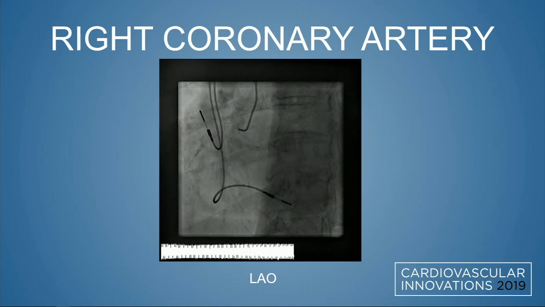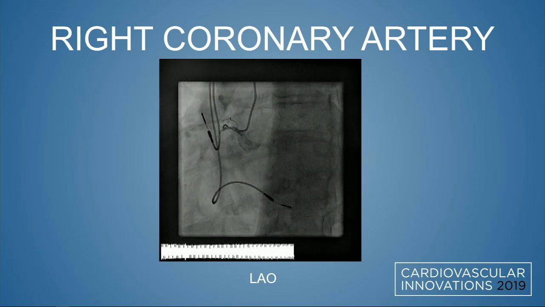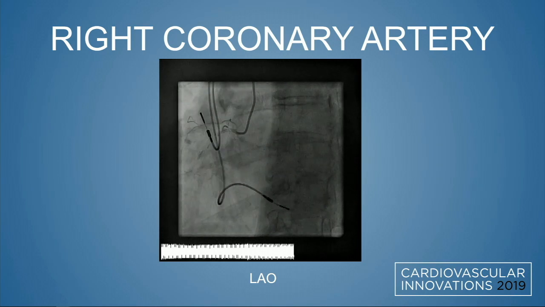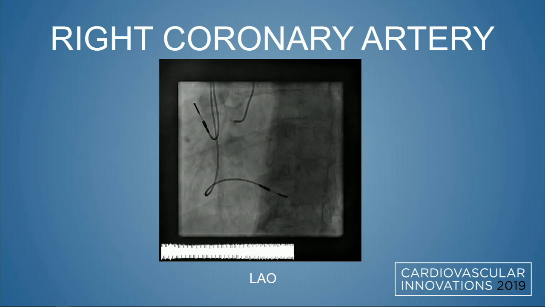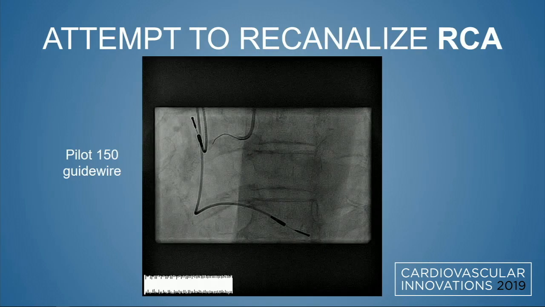We noticed a small trace of antegrade flow through the stented part of the vessel, and when we performed left coronary angiography, there was some flow to the distal part of the right coronary artery from the left side of the coronary tree. So we decided to make an attempt to recanalize the right coronary artery in this patient.